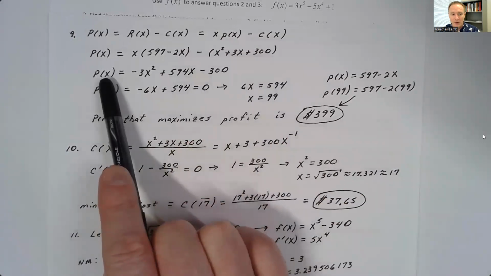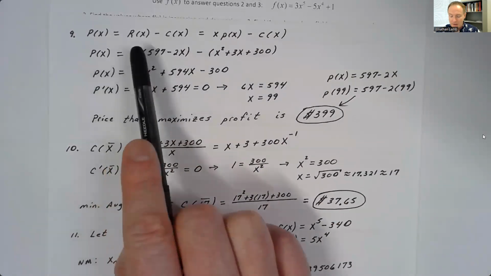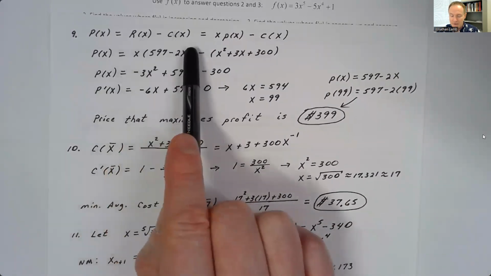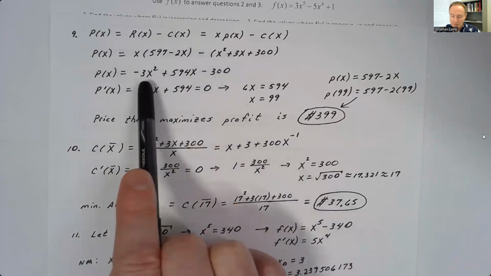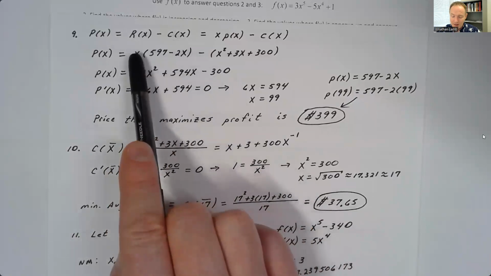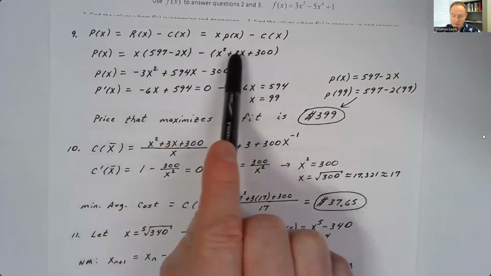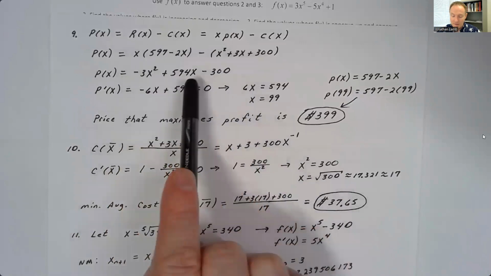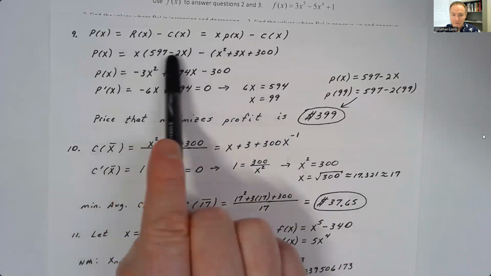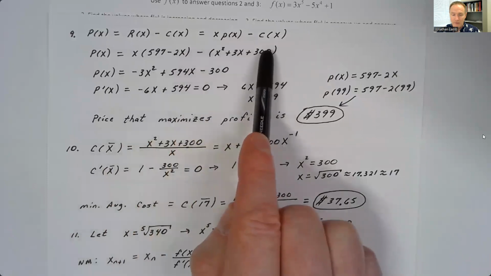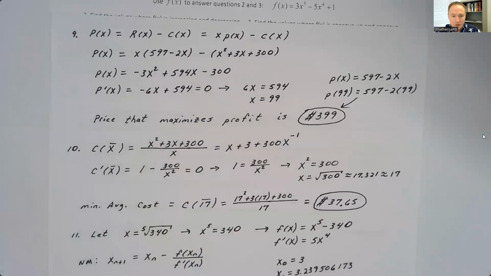Now, when I want to pull all this together and get it into a nice quadratic function, my first term is going to have a negative 2x squared. I would subtract x squared for negative 3x squared. I would have 597 minus 3 for the coefficient of x, 597x minus 3x. That's where the 594x came from. And then I don't have a constant in the first term, but we know that we're going to be subtracting 300 from that. So this would be my overall profit function.